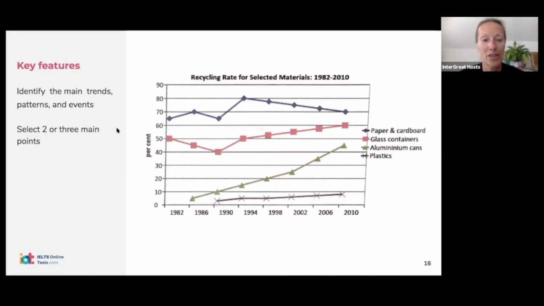So you need to select 2 or 3 main points and then describe them in 1 to 3 sentences after your introduction. And that's what's called the overview. Okay, so it's really important to include an overview, but you mustn't include detailed data, right? So remember in the overview, it's just 2 or 3 main points. Okay, so Afif, I'm going to come on to that shortly.